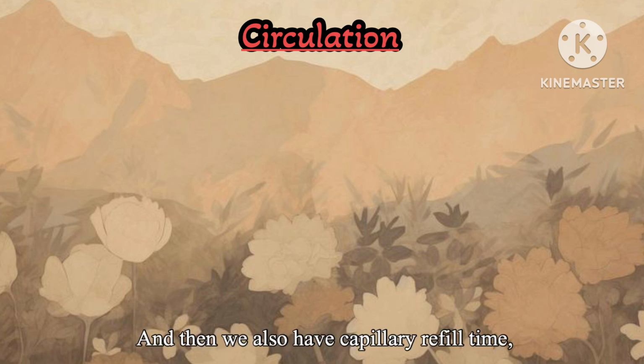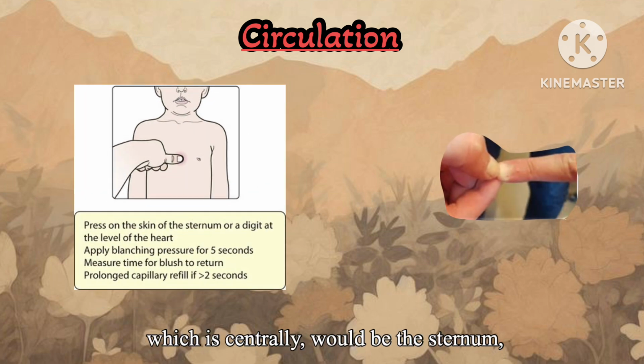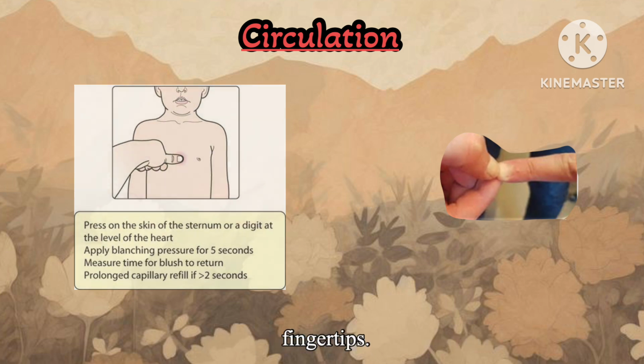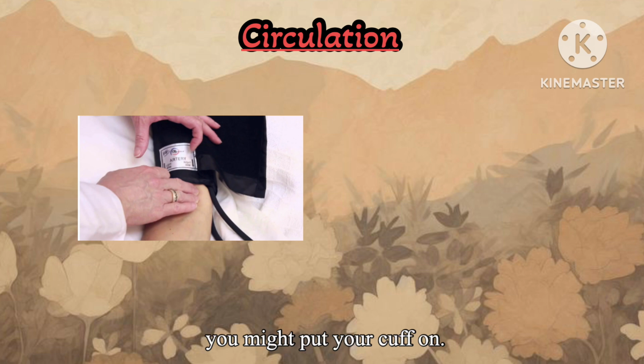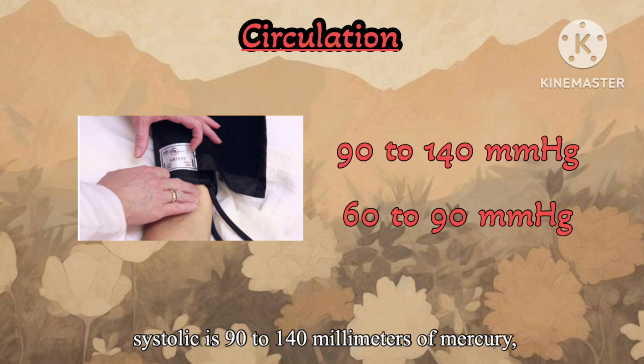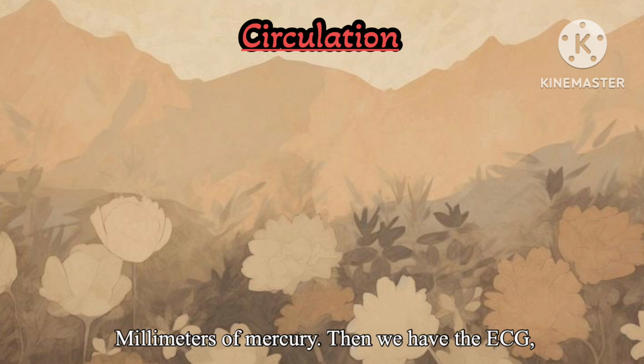And then we also have capillary refill time, which centrally would be the sternum, while peripherally would be your fingertips. And then you've got your blood pressure, which you may put your cuff on, and there's systolic and diastolic, which systolic is 90 to 140 millimeters of mercury, while diastolic is 60 to 90 millimeters of mercury.